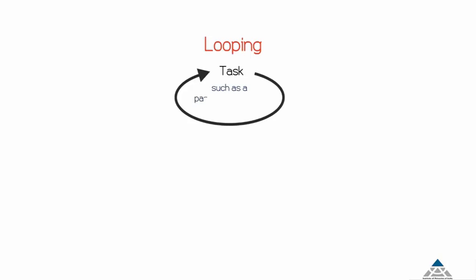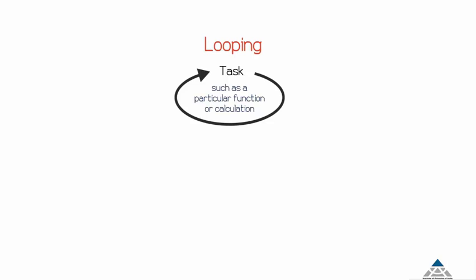In this video, we will be looking at the mechanism of looping in R. Looping is a process which is used when we want the same task to be repeated more than one time, such as a particular function or calculation to be used multiple times.